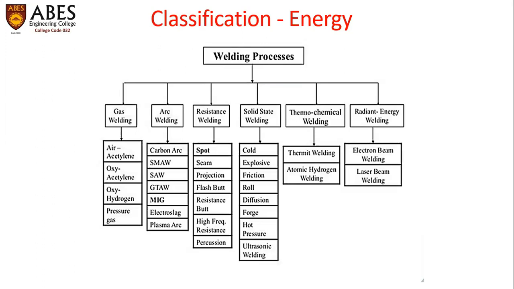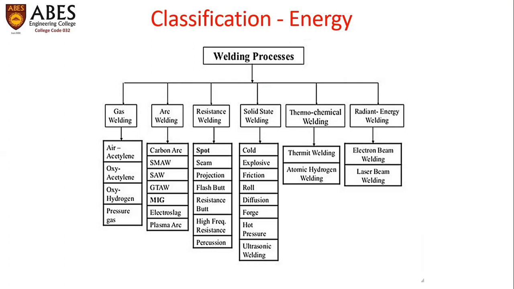Now, another classification is on the basis of energy used. Welding processes are classified as gas welding, which includes air acetylene welding, oxyacetylene welding, oxyhydrogen welding, pressure gas welding. The second classification is arc welding, which includes carbon arc welding, SMAW, SAW, GTAW, MIG welding, electroslag welding, and plasma. The third classification is resistance welding, which includes spot welding, seam welding, projection welding, flash butt welding, resistance butt welding, high frequency resistance welding, and percussion welding.